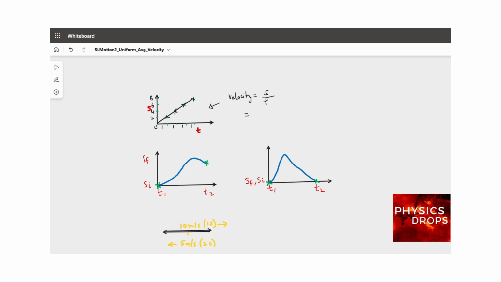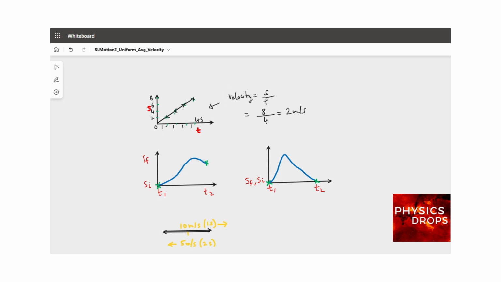Now let us take the initial time as 0, and here it is 4 seconds. So the time interval is going to be 4 seconds, whereas the change in displacement with respect to origin is 8 meters. So the final displacement minus the initial, which is 0 of course, over the time interval, 4 minus 0, which is 4. This gives us 2 meters per second. So this is the average velocity of the object.